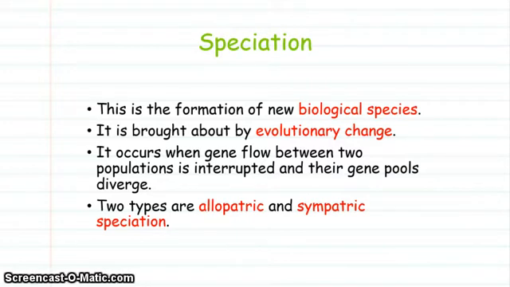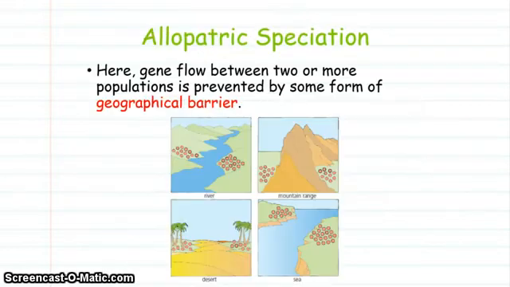There are two types of speciation that we look at: allopatric and sympatric speciation. For allopatric speciation, there's essentially some kind of geographical barrier that splits members of a single starting population. Those geographical features could be things such as rivers, mountain ranges, deserts, or so.